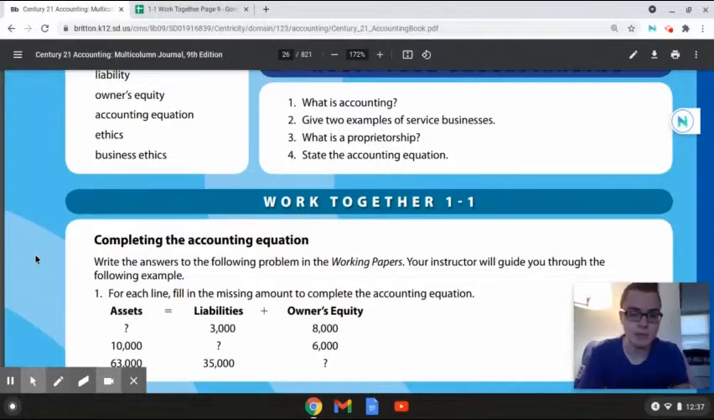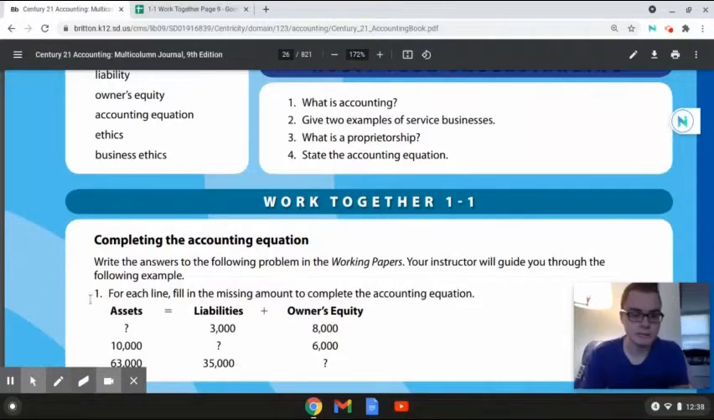But anyway, I'm going to be going over the 1-1 work together, where we will be learning about how to complete the accounting equation. So the instructions say, write the answers to the following problem in the working papers. Your instructor will guide you through the following example. Number 1, for each line, fill in the missing amount to complete the accounting equation.